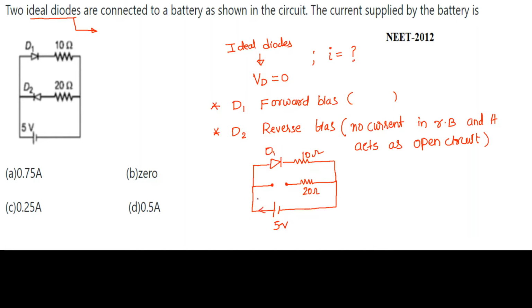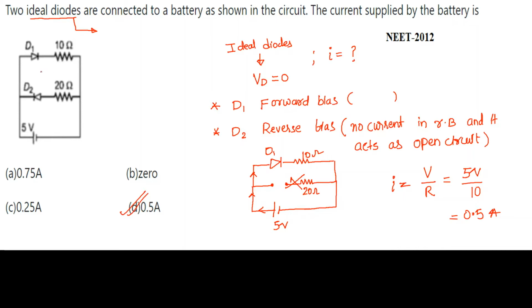See here, current can't flow through this region because this is an open circuit. So we have to neglect this region. So directly I can write I is equal to V by R. What is the voltage here? 5 volts, divided by the resistance, which is 10 ohms. So our answer will be 0.5 amperes. Option D is the right answer.